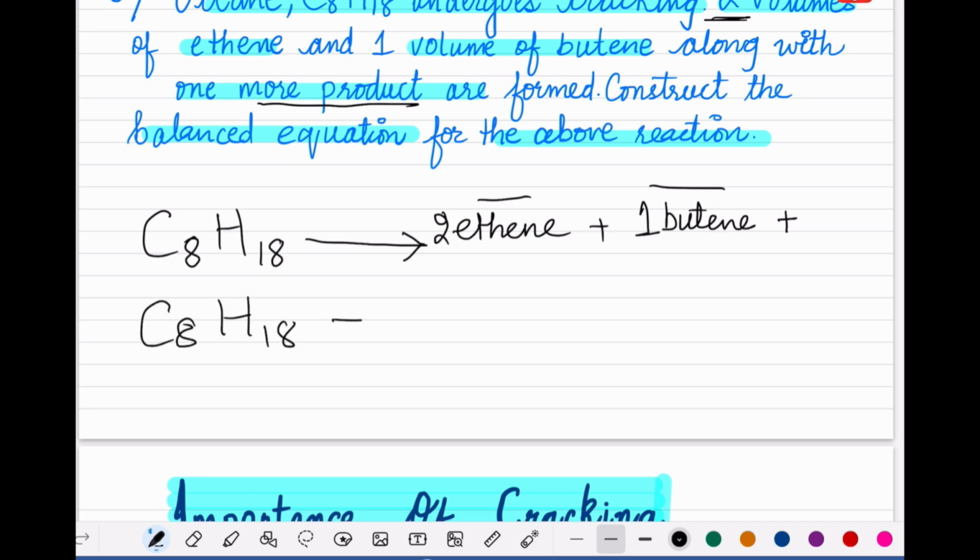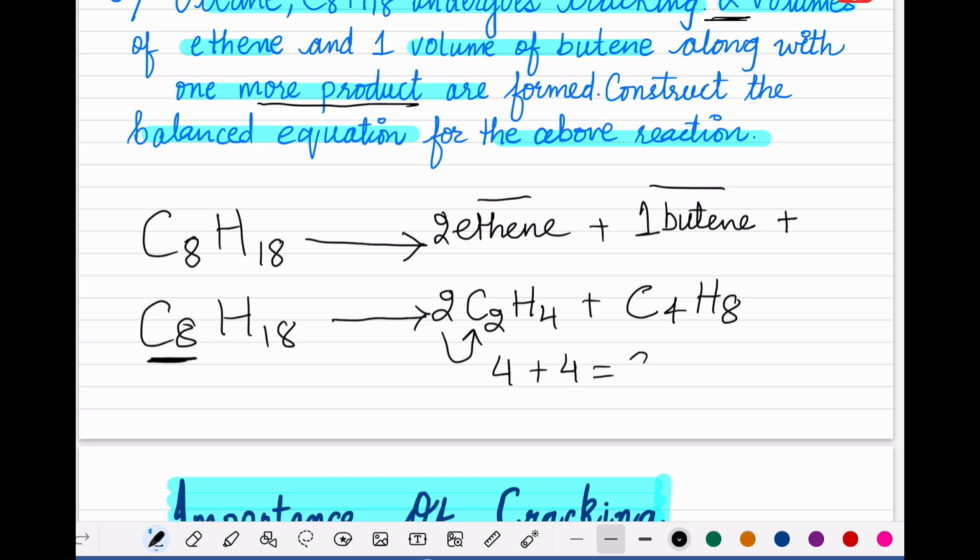First, C8H18, 2 molecules of ethene will be C2H4 plus butene is C4H8. Now there must be 8 carbon atoms on both sides. Now we will see how many carbon atoms are present on the product side. There are 2 into 2, 4 plus 4 carbon atoms on the product side. This means carbon atoms are balanced.